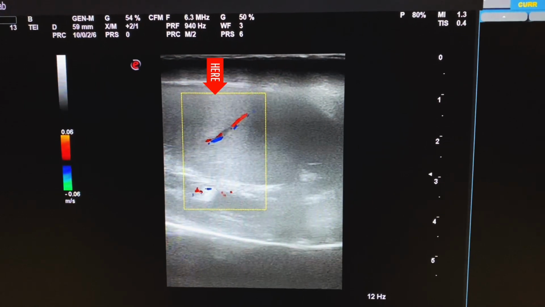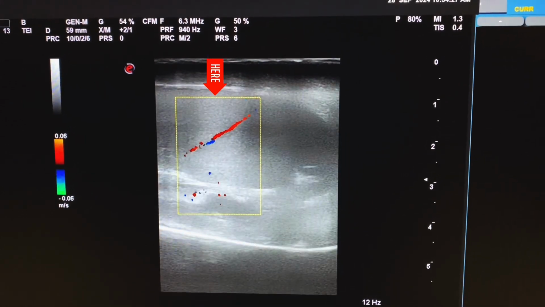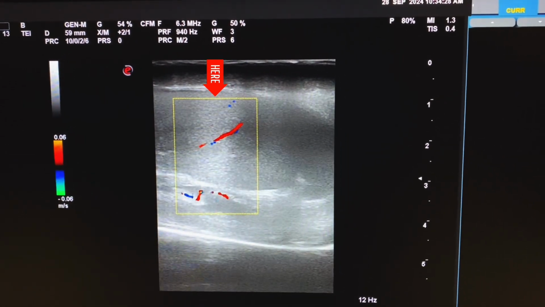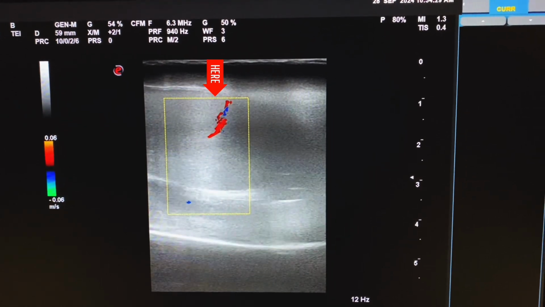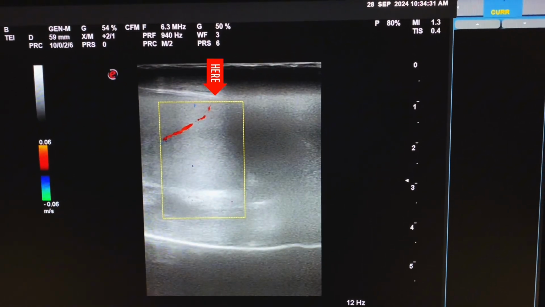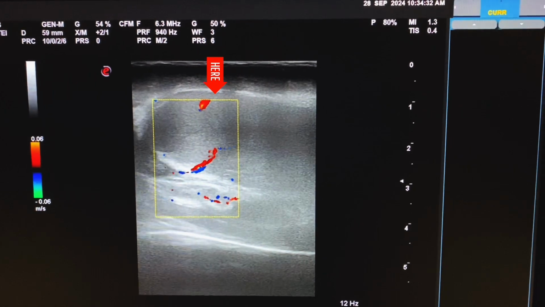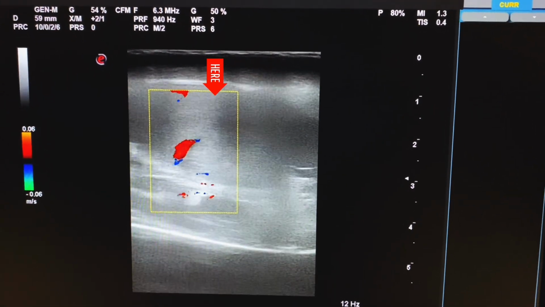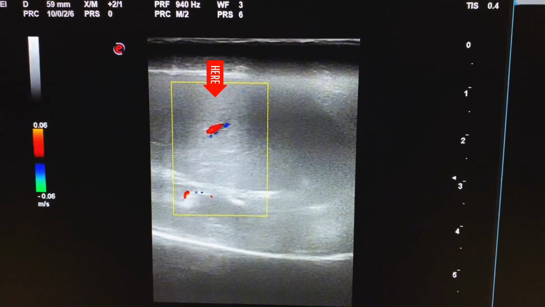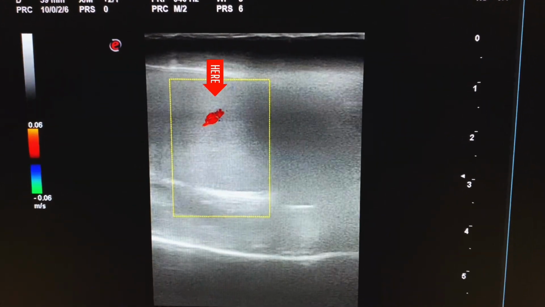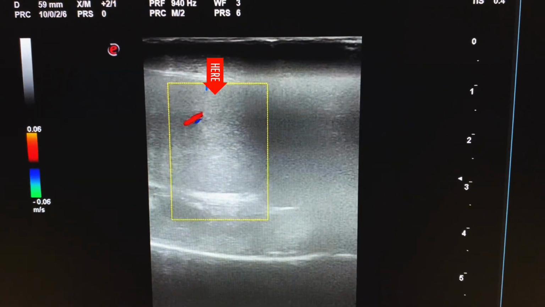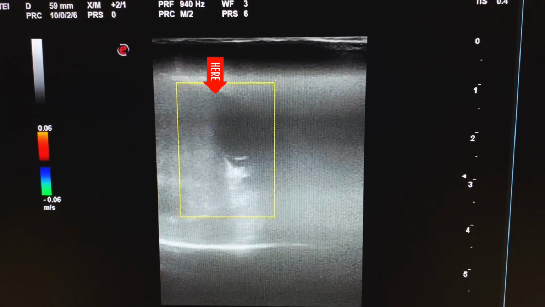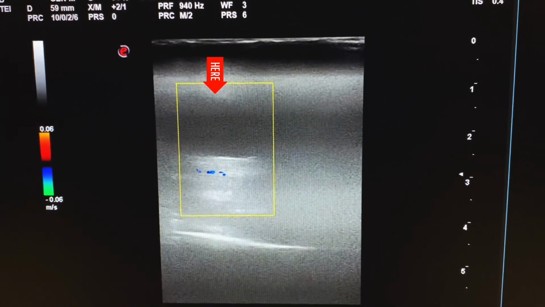Now on color Doppler we see increased blood flow. If the testis is normal, then we see minimal flow. Increased flow only occurs when there is inflammation in the testes.